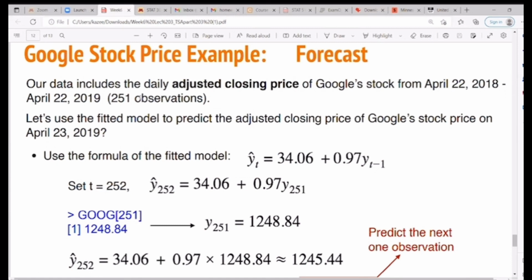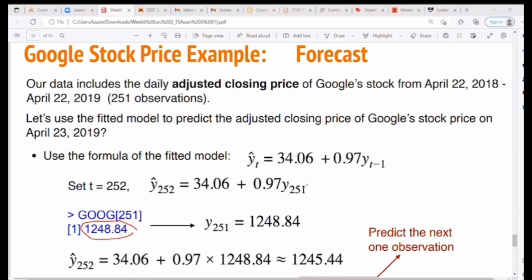If you look at the last number in the observation, number 251, that last number from the data set is this value. We already know that. We are using 251 observations. And if you want to use the last one, that is the daily adjusted closing price for April 22nd, 2019, the last observation. You get what I mean? If you just plug it in here, right?